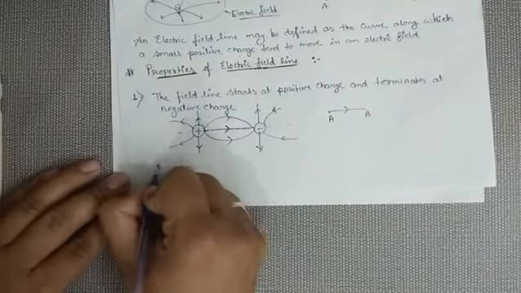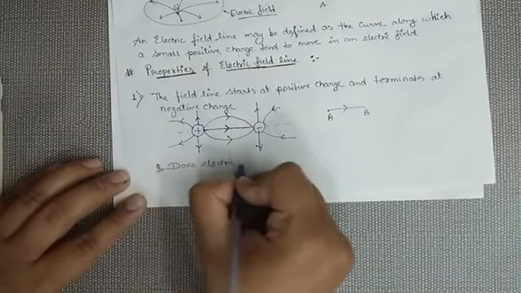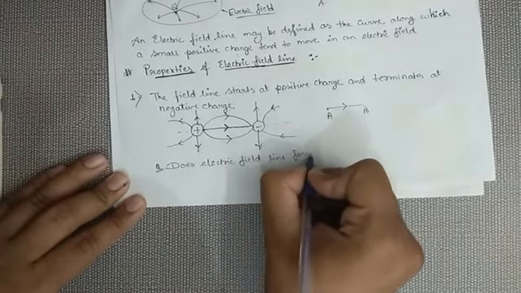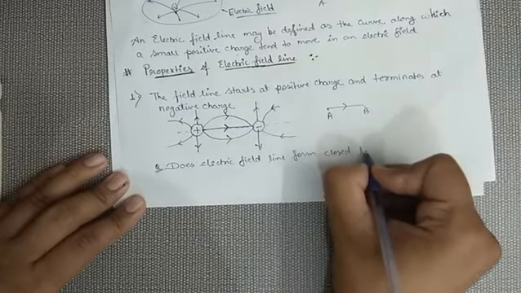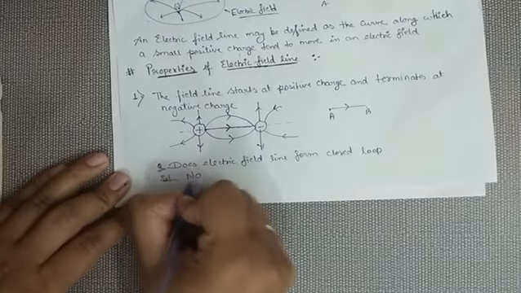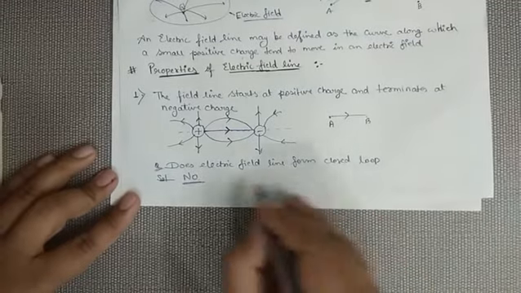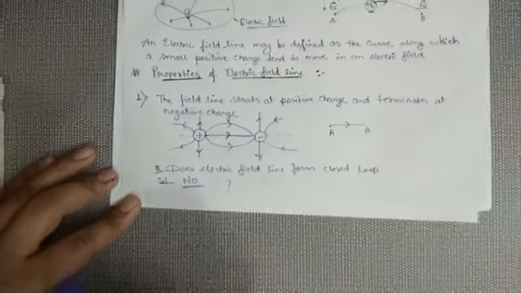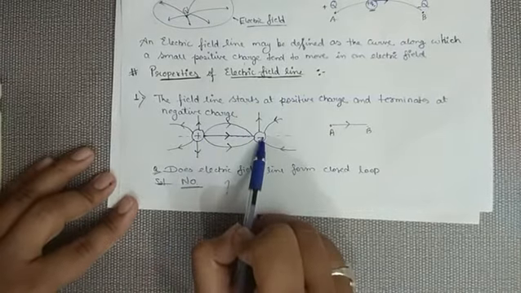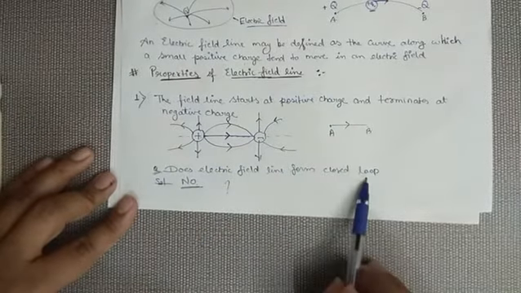Now it is an important question asked in the exam. Do electric field lines form closed loops? Your answer will be no. Electric field lines never form closed loops. And what is the reason for not forming closed loops? Because they always start from a positive charge and terminate at a negative charge. They won't come back to positive, so they will never form closed loops.